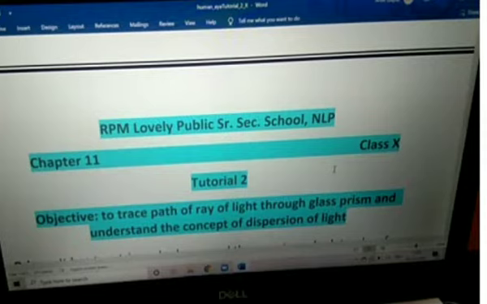In the last topic of class 10th, chapter 11, we understood the structure and the function of the human eye. Today in this chapter, we'll study the next tutorial, that is to trace the path of a ray of light passing through a glass prism, and we will understand the concept of dispersion of light.